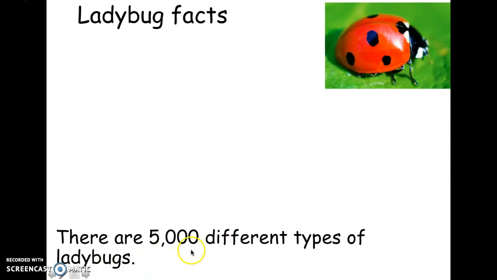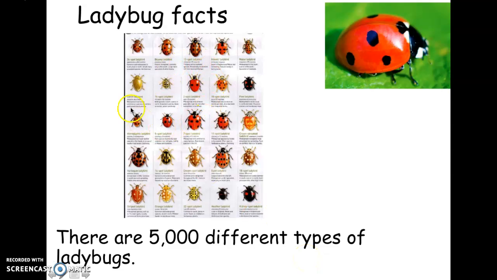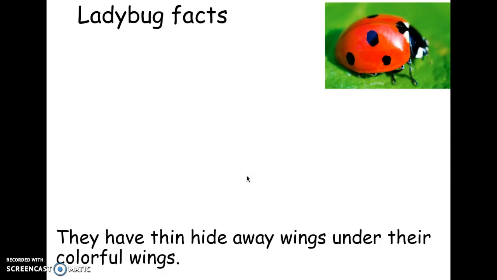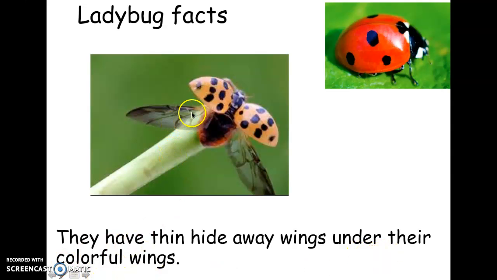There are 5,000 different types of ladybugs. Wow, so many different kinds of ladybugs that you can find. They have thin hideaway wings under their colorful wings. Really? Yeah, look. Whoa, like a secret compartment. Like a transformer. Under their colorful wings, they have extra wings that look like dragonfly wings. Cool.